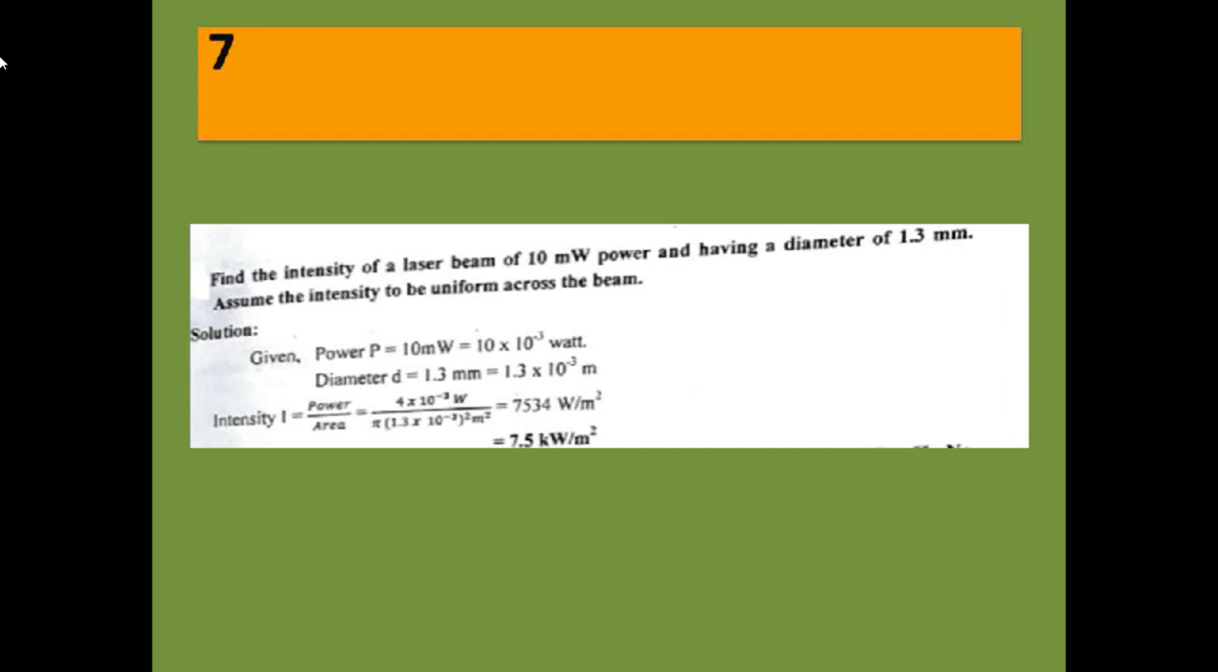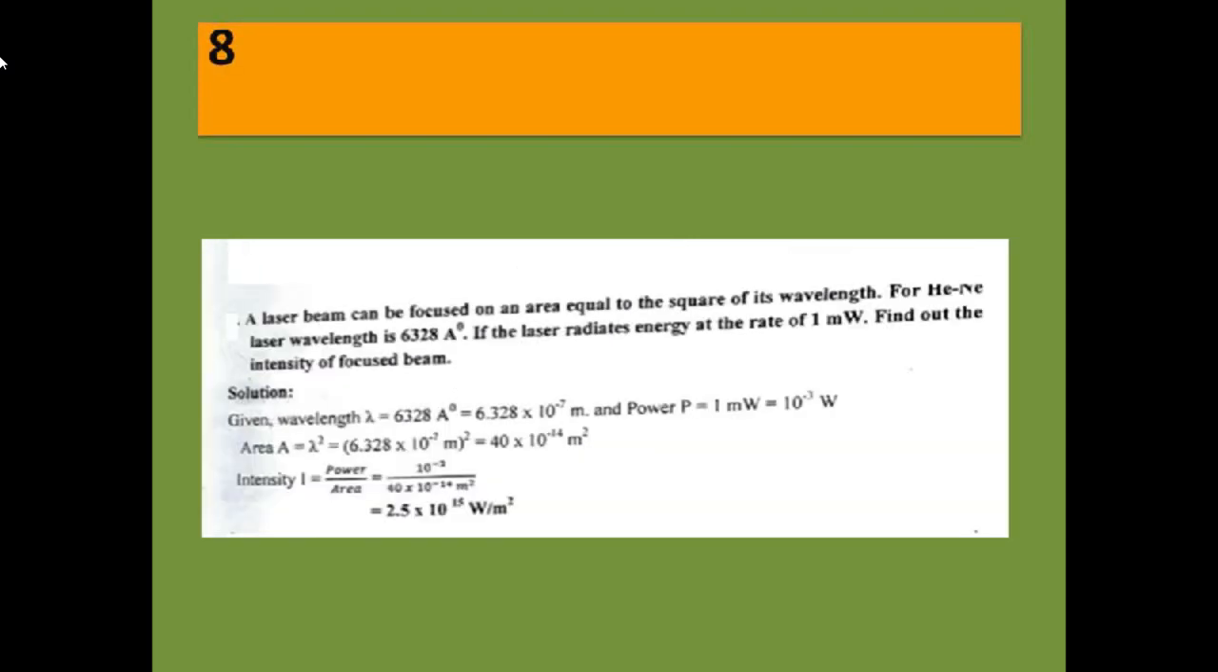That is nothing but 7.5 kilowatt per meter square. Since diameter is given, that's why we took area in terms of pi. A laser beam can be focused on an area equal to square of its wavelength. For HE-NE laser, wavelength is 6328 Armstrong degree. If the laser radiates energy at a rate of 1 milliwatt, find out the intensity of focused beam.